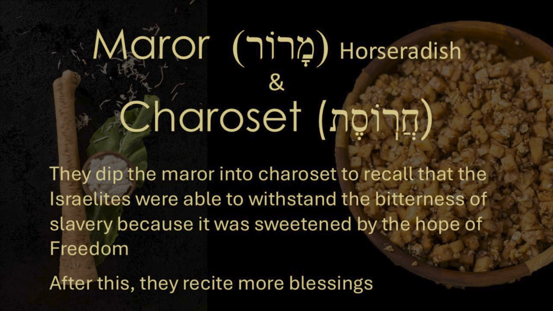So, now the meror is that horseradish. That's that yellow goop on your plate. You will do it. The explanation: they dipped the meror into the haraset to recall that the Israelites were able to withstand the bitterness of slavery because it was sweetened by the hopes of freedom. After this, they recite more blessings. So, the haraset, that's the yummy-looking apple stuff that my wife made for y'all. The horseradish is the white stuff. I provided little spoons to make life easy, but you are supposed to eat those together for that exact reason. They withstand the bitterness of slavery because it was sweetened by the hopes of freedom. So go ahead and try that if you dare.